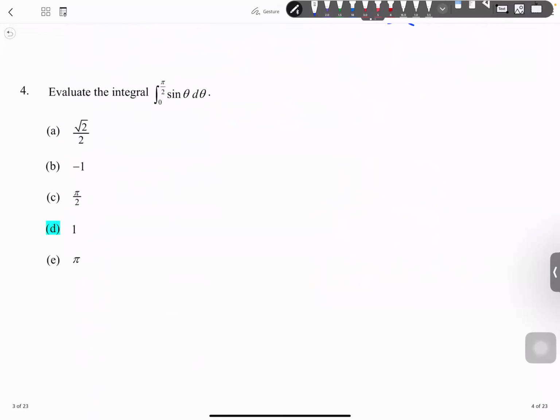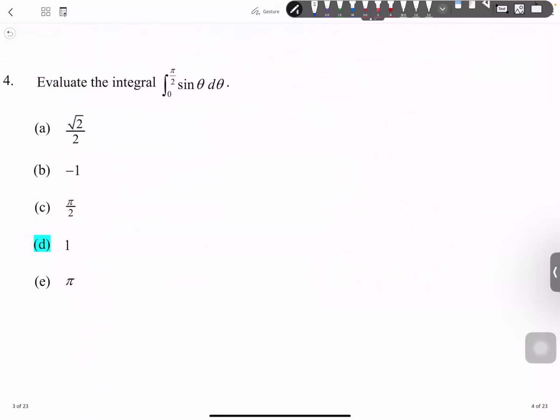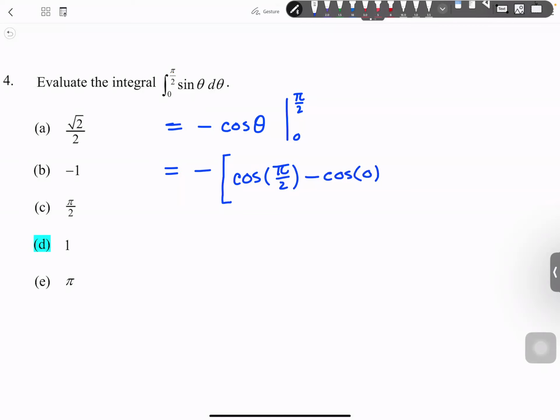All right, problem number 4 wants me to evaluate the integral from 0 to pi/2 of sine theta d theta. Again, let's just start by evaluating the function. The integral of sine is equal to negative cosine. So this will be negative cosine of theta, and we would like to evaluate from 0 to pi/2. All right, plug in top minus plug in bottom. I'm going to leave this negative on the outside. So I will get cosine of pi/2 minus cosine of 0.